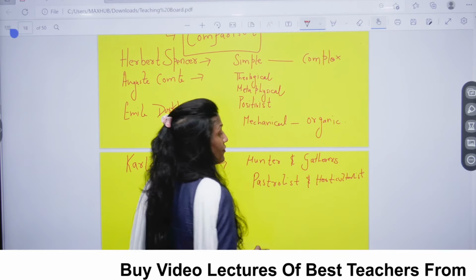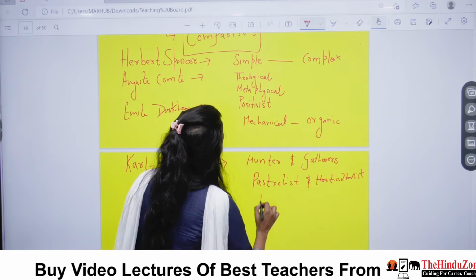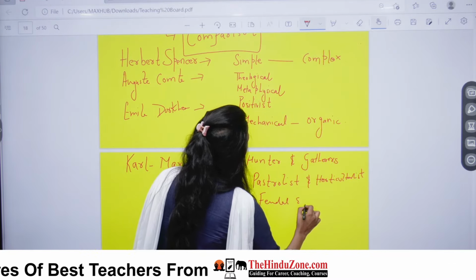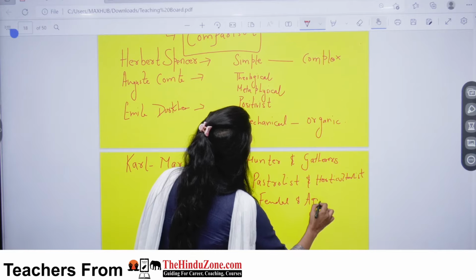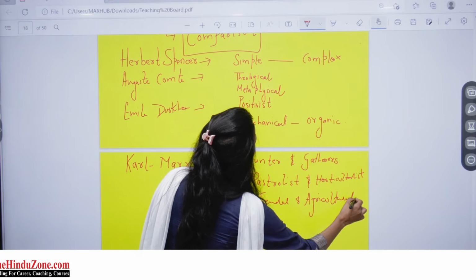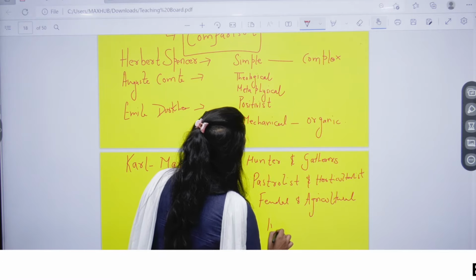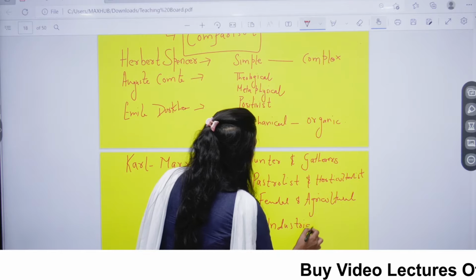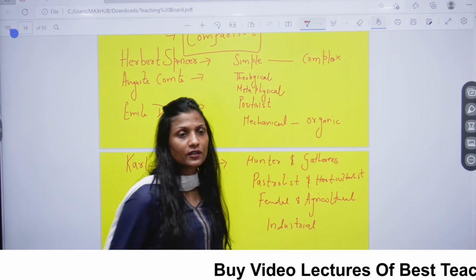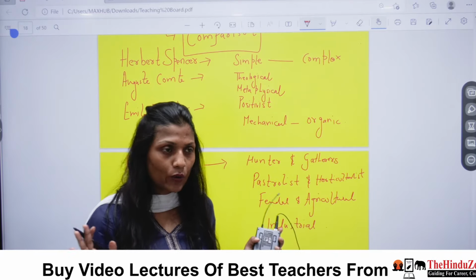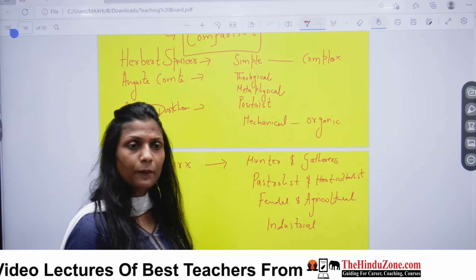And then what we have? Feudal and agriculture, you can say. And then industrial. So this is a comparative method, if we compare two variables. Okay, is this clear?